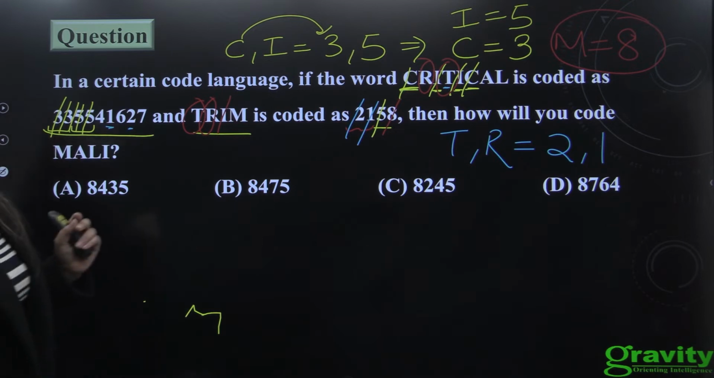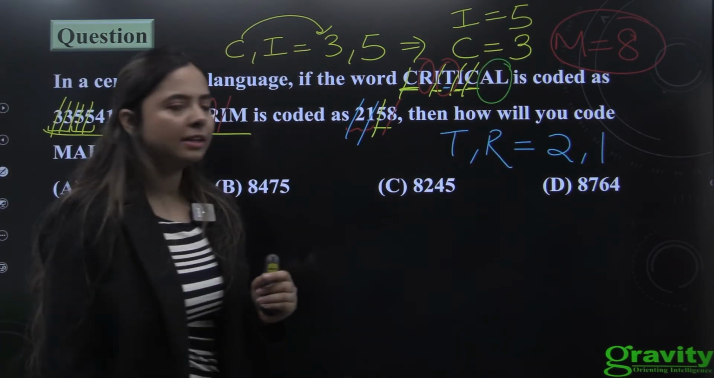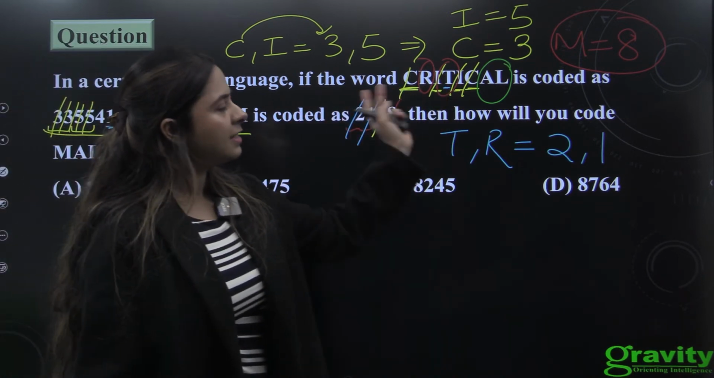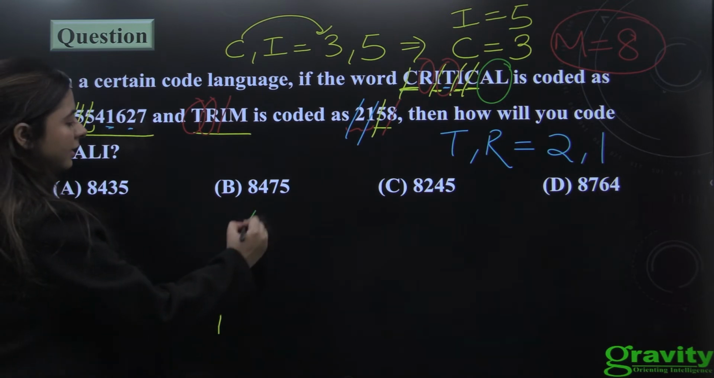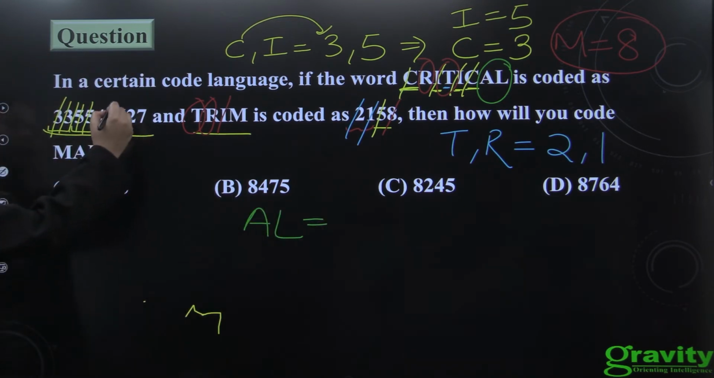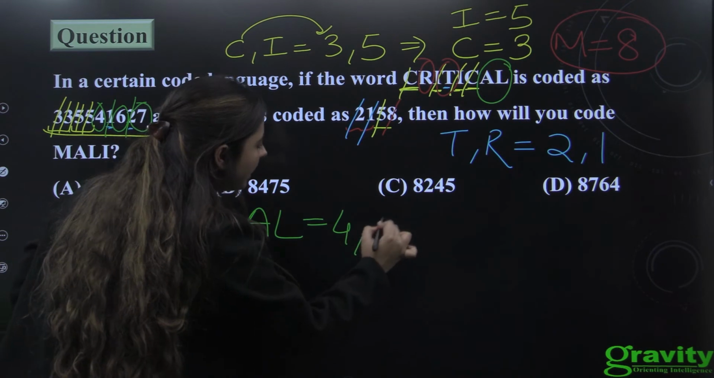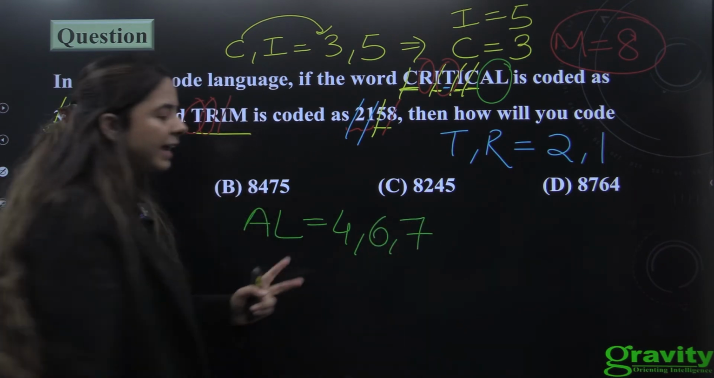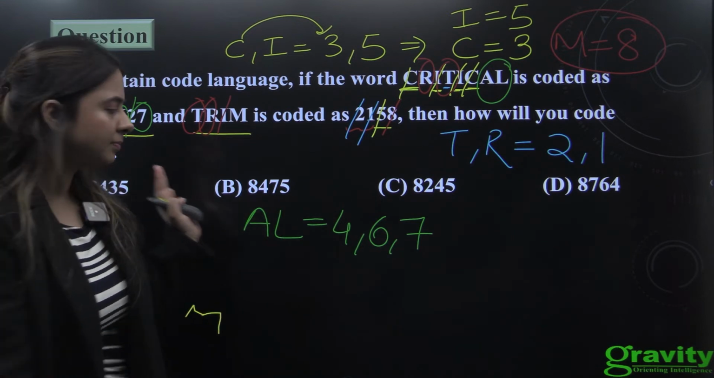Alright. Then what do we have left here? A and L. All the letters are done except A and L. A and L would be what? We are done with 1 and 2. 4, 6 and 7 are left here. So A and L could be any two among 4, 6 and 7.